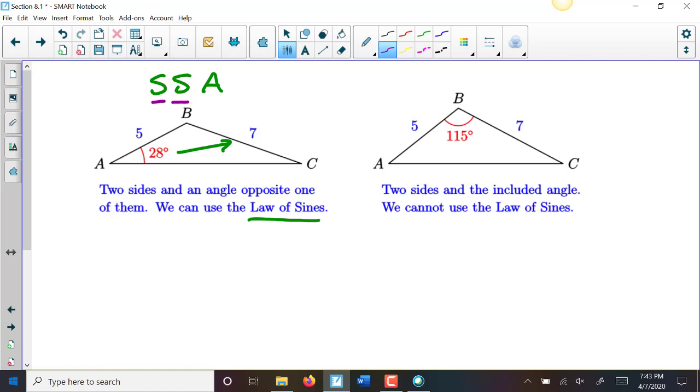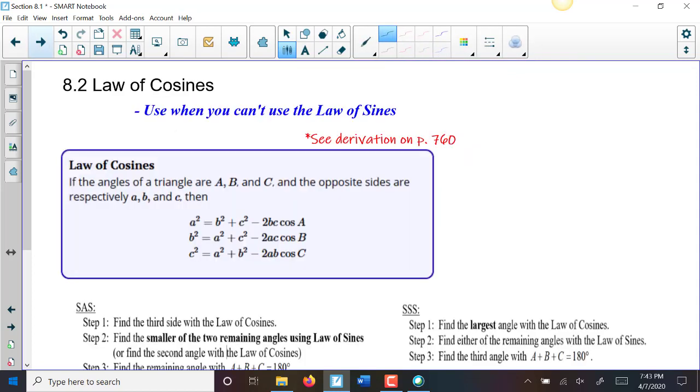Okay, we do have another situation where we have two sides and one angle, but now the angle is not opposite one of the sides. So on the right here, we have side, angle, side, where the angle is between the two sides. Therefore, I cannot use the law of sines because I have an angle, but I don't know the side opposite. I have two sides, but I don't know either angle opposite those. Okay, so what do we do if we can't use the law of sines? Well, you're in luck. We have something we can use, and that is the law of cosines.